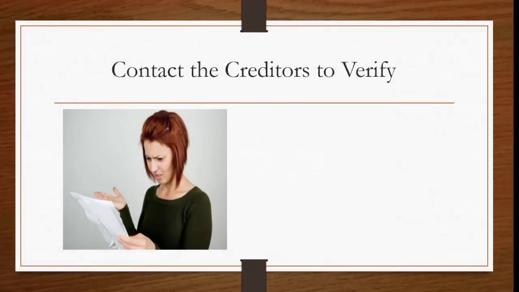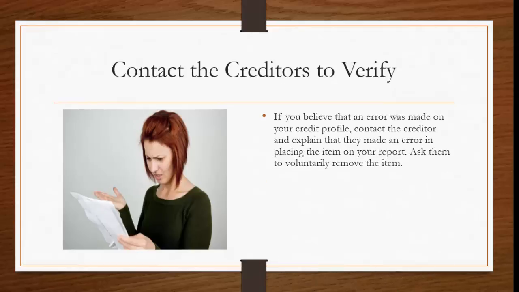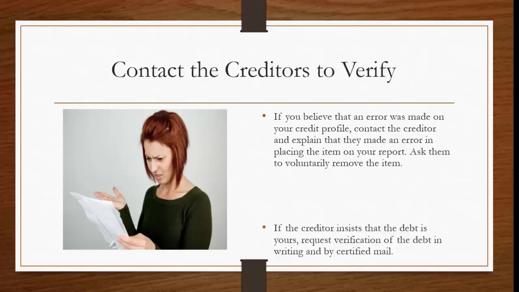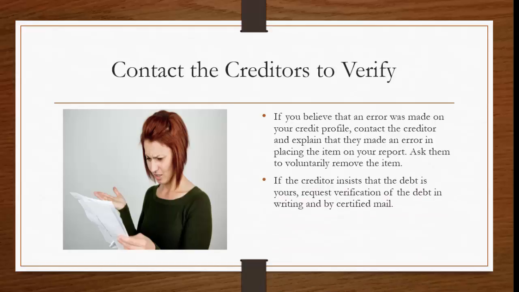Contact the creditors to verify. If you believe that an error was made on your credit profile, contact the creditor and explain that they made an error placing the item on your report. Ask them to voluntarily remove the item. If the creditor insists that the debt is yours, request verification of the debt in writing and by certified mail. If they cannot provide you with proof of the debt, you can easily dispute it.